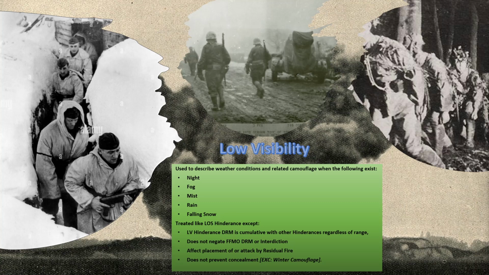So let's look at low visibility first. This one is one of the rules that applies in many scenarios, for a variety of reasons. Typically, it's only used to describe weather conditions and any related camouflage when the following exists: night, fog, mist, rain, and/or falling snow. If any of those five conditions exist, and/or if you're using things like winter camouflage, then you have low visibility hindrances, which are similar to LOS hindrances, except they are cumulative with the latter, regardless of range.